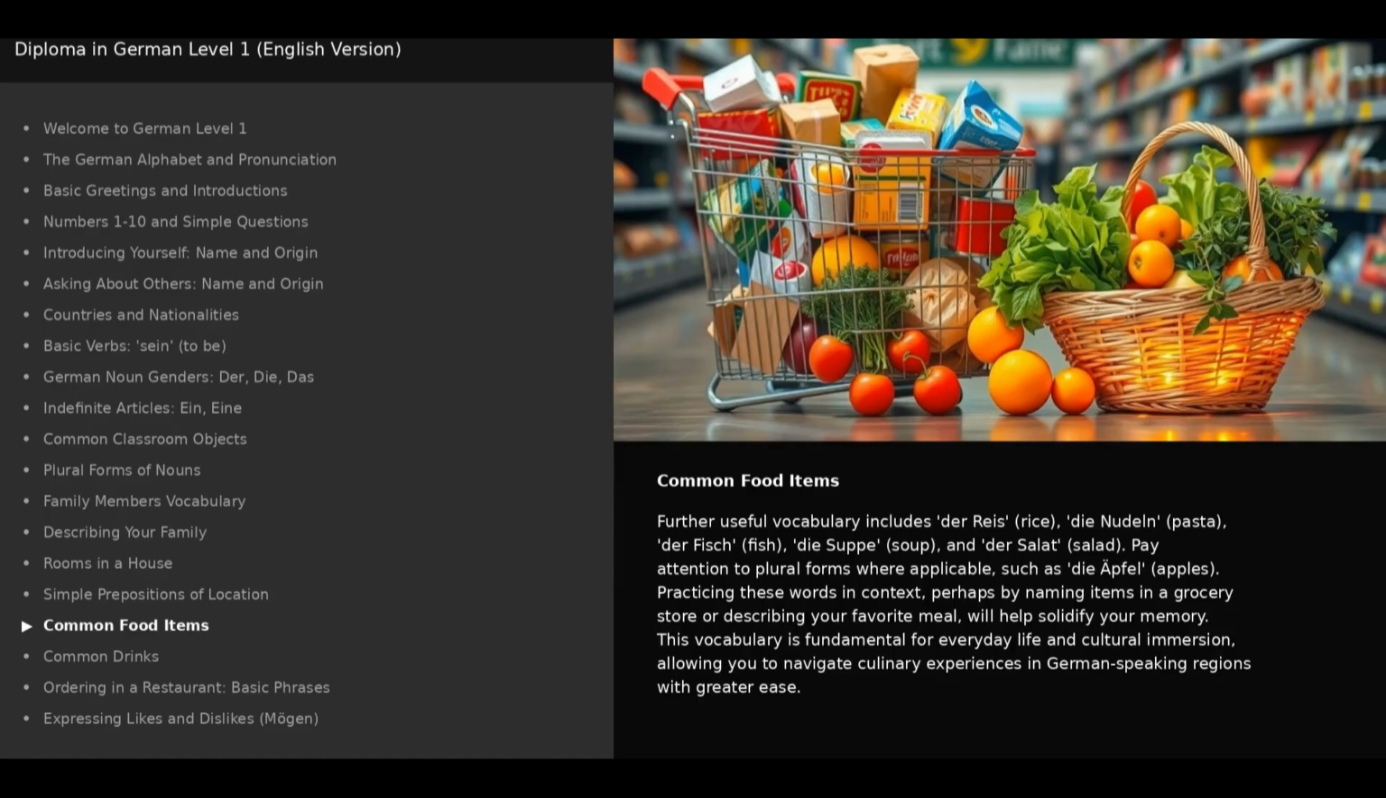Further useful vocabulary includes der Reis, rice, die Nudeln, pasta, der Fisch, fish, die Suppe, soup, and der Salat, salad. Pay attention to plural forms where applicable, such as die Äpfel, apples. Practicing these words in context, perhaps by naming items in a grocery store or describing your favorite meal, will help solidify your memory. This vocabulary is fundamental for everyday life and cultural immersion, allowing you to navigate culinary experiences in German-speaking regions with greater ease.